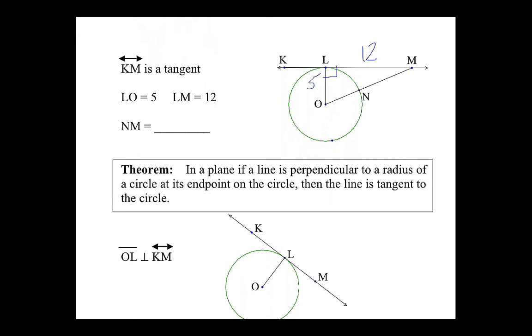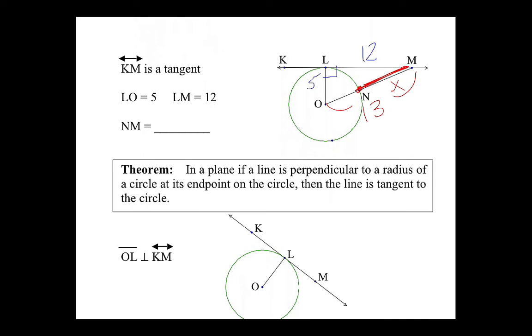Well, at first glance, you're probably thinking 13, which is good, but NM only goes from this point on the circle to the outside of the circle here. I'm looking for that segment. If you saw the 5, 12, 13, that's awesome, but that's all the way from O to M. So we've got to figure out what is just the segment of x.